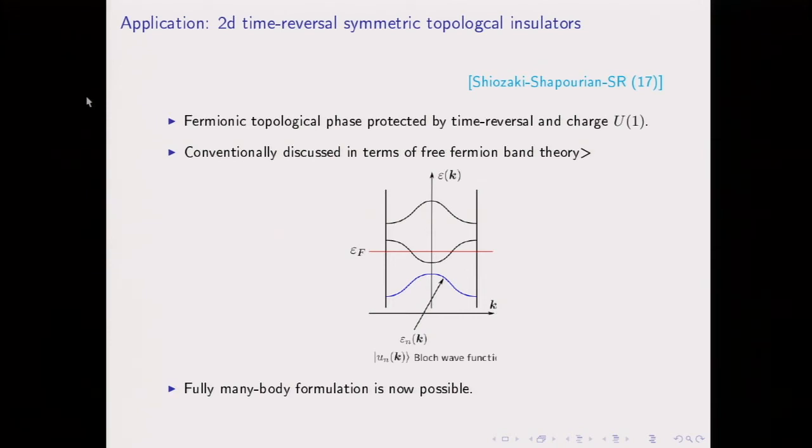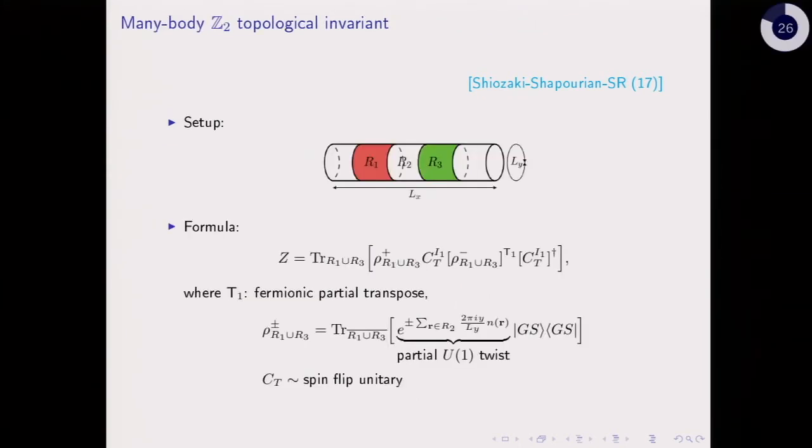So the setup is now 2 dimensions. I'm taking a cylinder, and as before, I partition my regions. Now we have 3 regions: region 1, region 2, and the outside of these regions. And then the proposed topological invariant is this. If I unpack the definition a little bit, it's very similar. If you just look at this part, and ignore something in between, it's a density matrix for these 2 regions multiplied by a partially transposed density matrix for these regions, and take a trace.